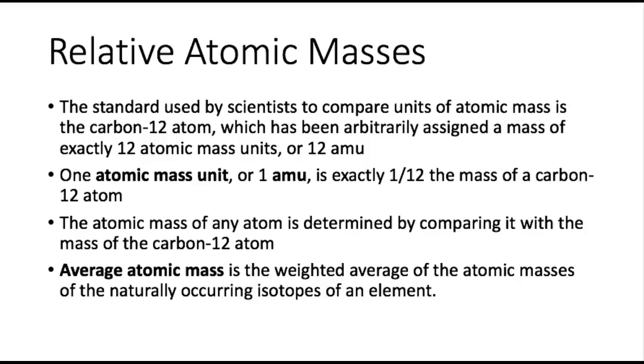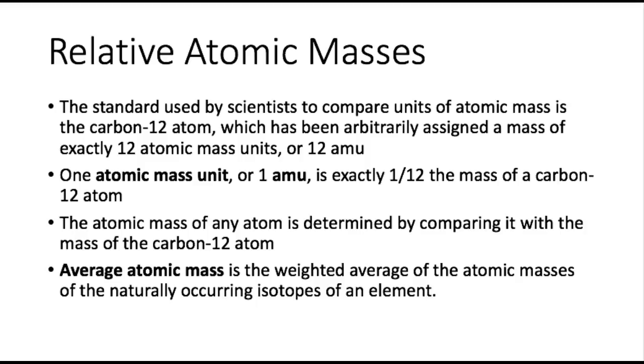So scientists use a standard to compare units of atomic masses, and that's based on the atom of carbon, so carbon-12, and it's just been arbitrarily assigned a mass of exactly 12 atomic mass units, or 12 AMU. So one atomic mass unit is exactly 1/12 the mass of a carbon-12 atom. The atomic mass of any atom is determined by comparing its mass to the mass of carbon-12.